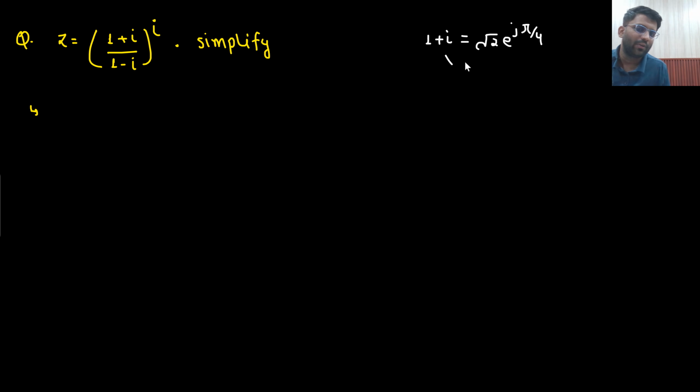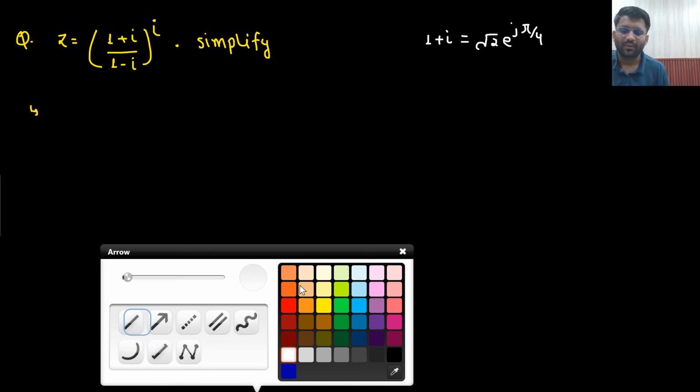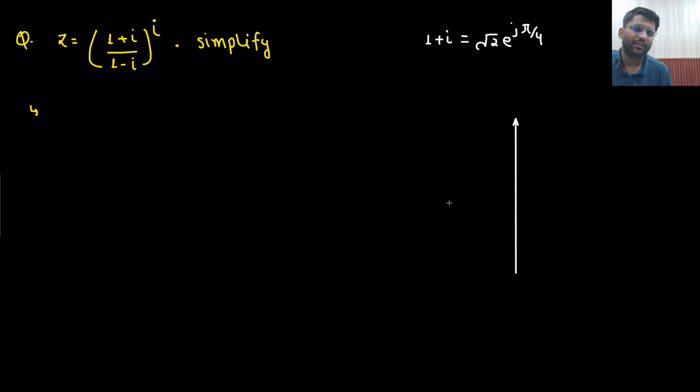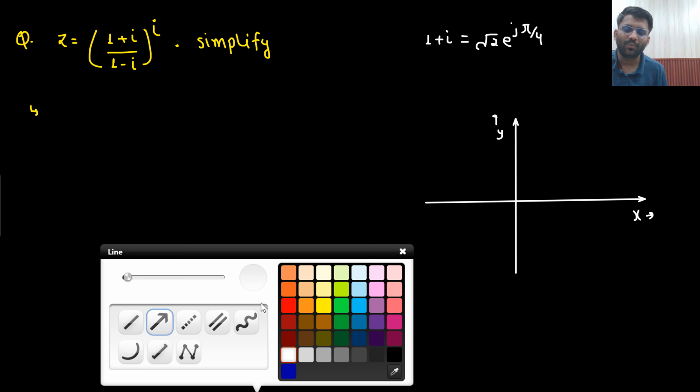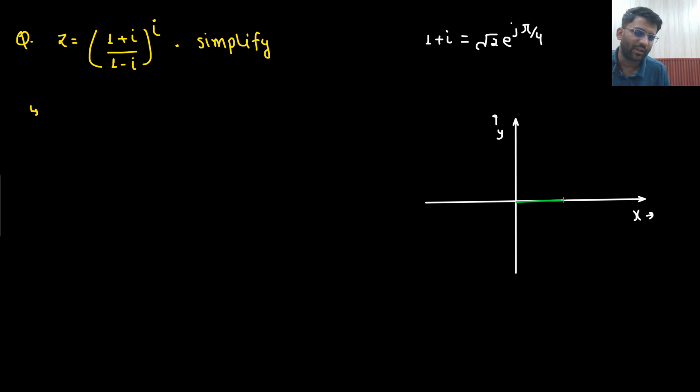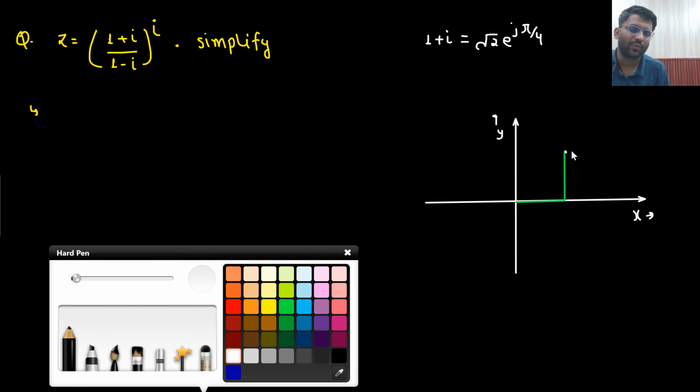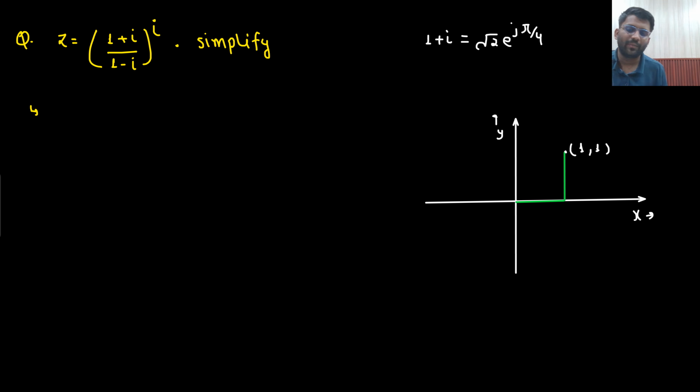Why is that so? The magnitude is under root 2. If you make the coordinate system, then you can directly see that. 1 plus iota means in the x-axis you need to move for 1, and in the y-axis as well you need to move for 1 only. So you will reach the point 1, 1. So what angle will it make? It will make an angle of pi by 4 with the positive x-axis in the anticlockwise direction. So it is under root 2 e to the power iota pi by 4.